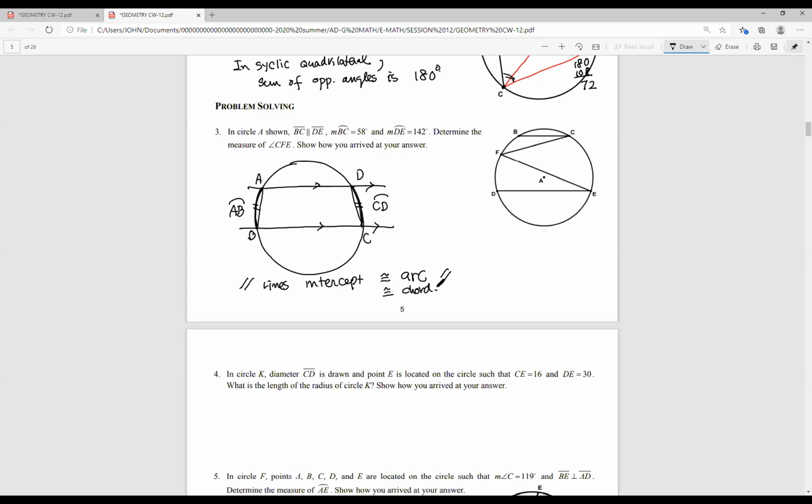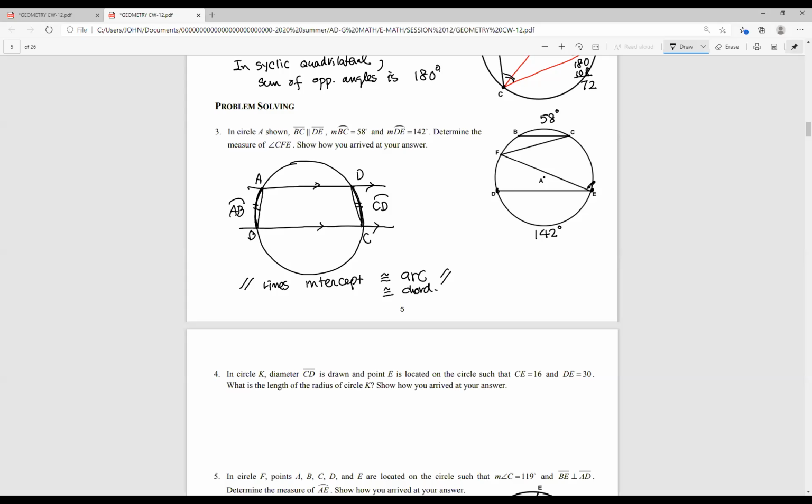I think we need this one too, okay? The measure of arc BC is 58. BC is on the arc. I'm going to write down on the arc, 58 degrees. That means the central angle. Another measurable arc, arc D, is what? The other side is 142 degrees, isn't it? From here to here, right? 142. Determine the measure of angle CFE.